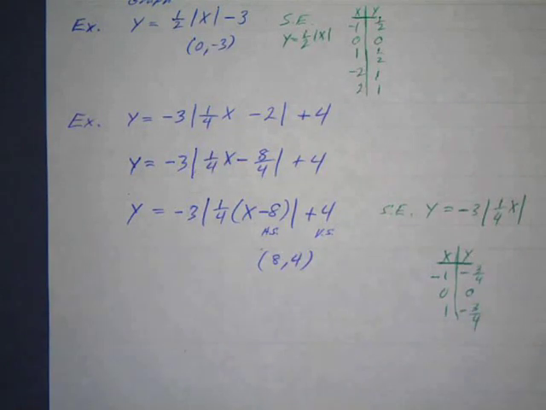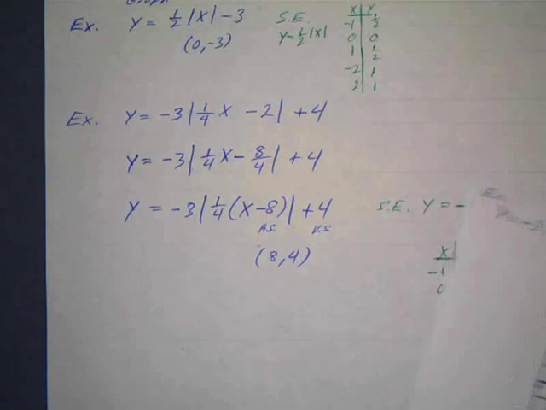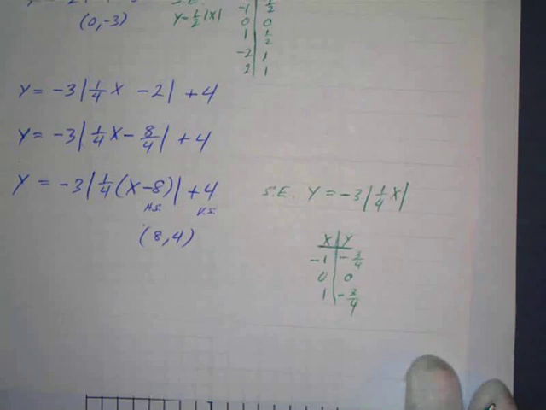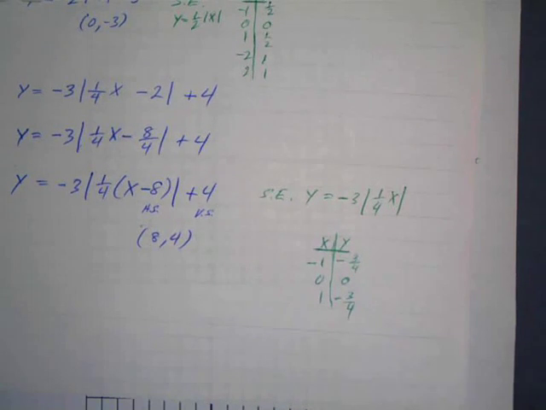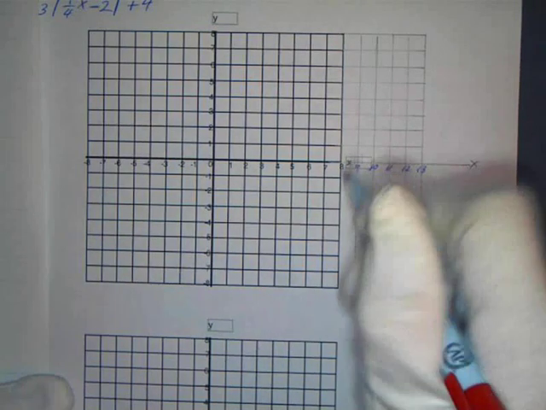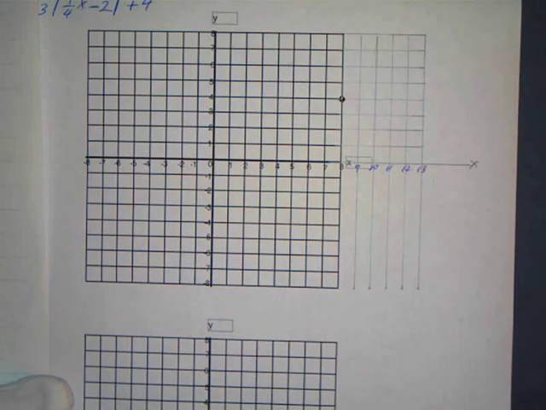So when we graph it, I had to expand my graph paper a little bit. So here's my graph over here. Now my new 0 is at 8, 4, so I'm going to put that down. That's going to be what I use as a red dot. That's my transformation, 8 to the right, up 4. So I go 8 to the right, up 4, and there's my new 0. And then from here, I use my shape equation.